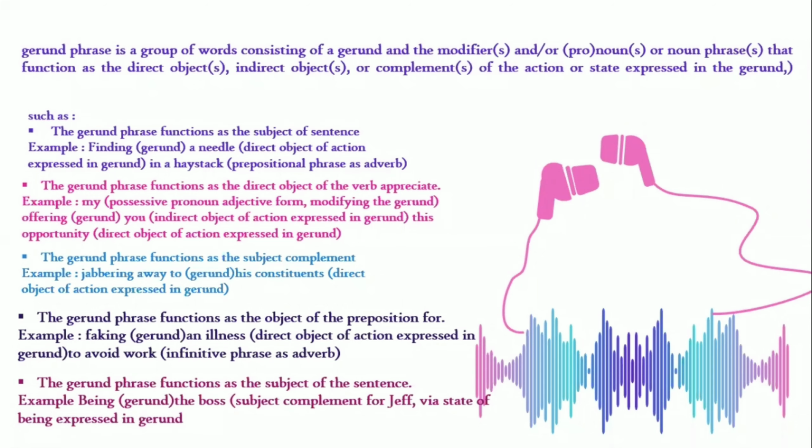4. The gerund phrase functions as the object of the preposition for. For example, fighting, gerund, an illness, direct object of action expressed in gerund, to avoid, verb or infinitive phrase as adverb. And 5. The gerund phrase functions as the subject complement. For example, being, gerund, the boss, subject complement for Jeff, state of being expressed in gerund.